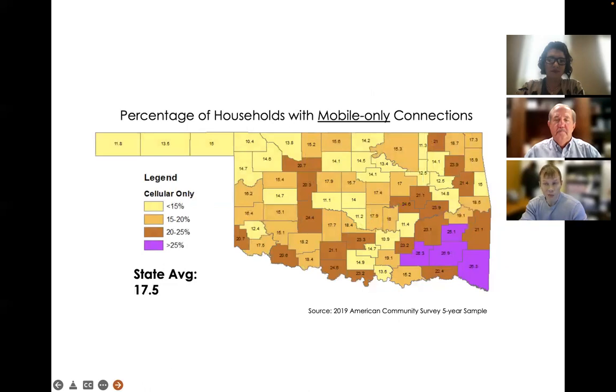is a specific type of connection, and that is a mobile only connection. So for those of you like me that never go anywhere without a smartphone attached to you, for some people this is the only way that they get on the internet. You can see here, the map highlights some counties where there's a high dependency on a mobile phone as their form of internet connection.